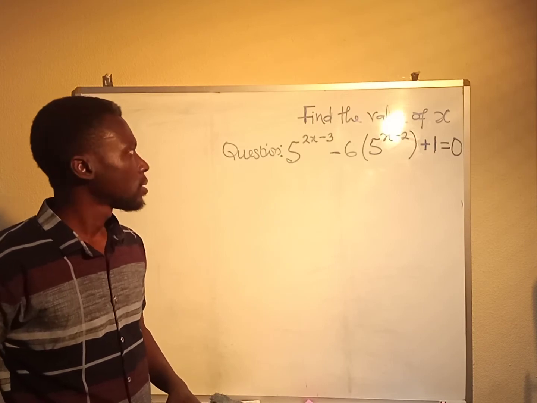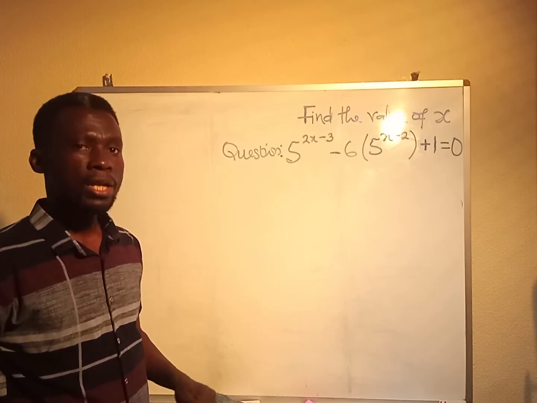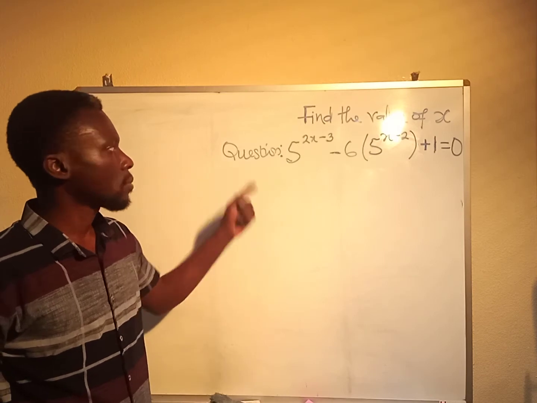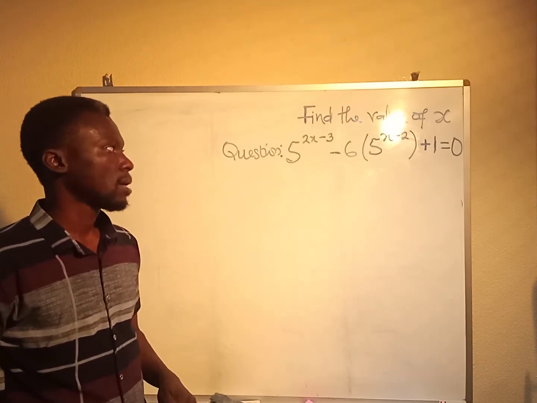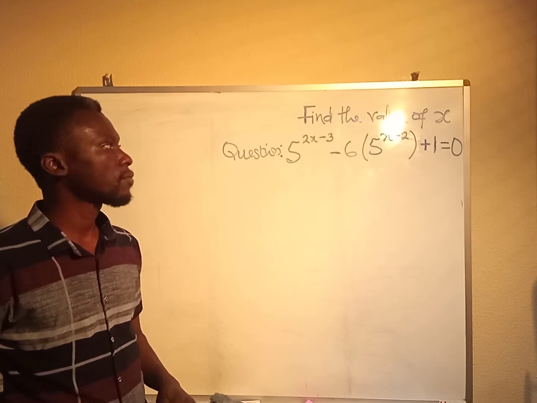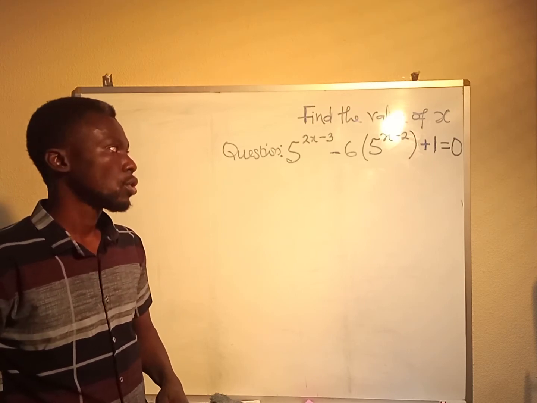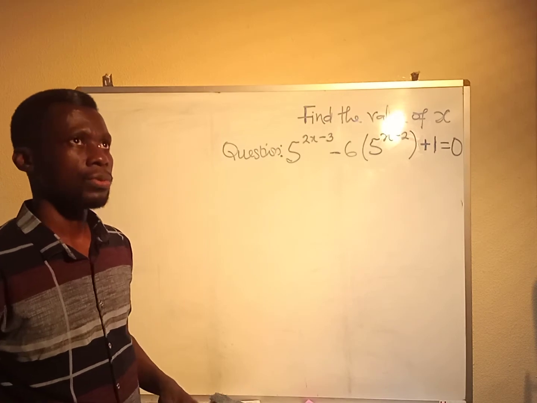In this episode, we are going to find a solution to this question that we have on the board. The question says, find the value of x. The question says that 5 raised to the power 2x minus 3 minus 6 into brackets 5 raised to the power x minus 2 plus 1 is equal to 0.